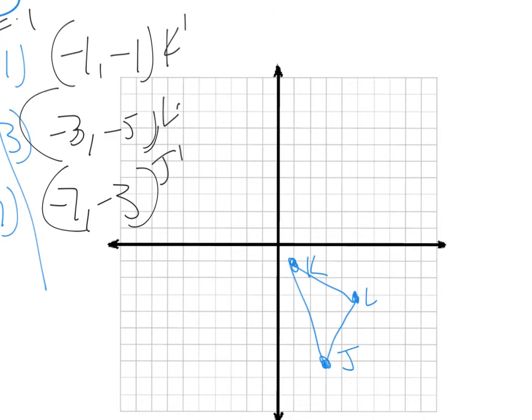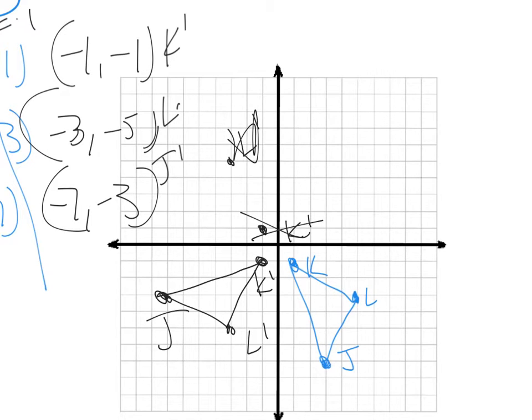All right, so negative 1, 1, there's my new K. Negative 3, 5, there's my new L. Negative 7, 3. Whoops, went the wrong way. That should be K, not that one. Negative 3, 5 should be down here. That should be L, not that one. Negative 7, 3, there should be my new J.